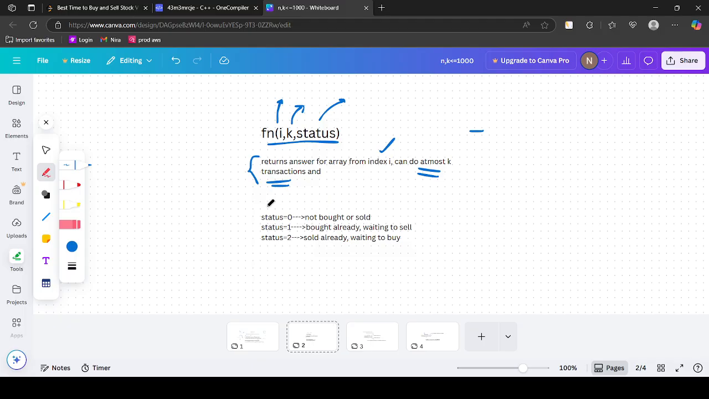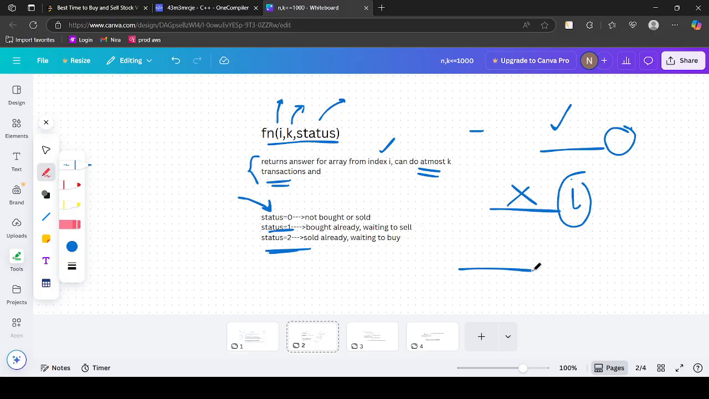And what is status? Status equal to 0 means that we did not buy or sell anything before index i. And if status is equal to 1, it means that we bought already, so at the present index we can sell. And similarly, status equal to 2 means we sold already and are waiting to buy at the present index. So this indicates the status variable.